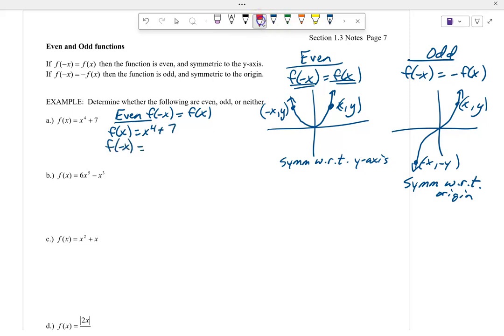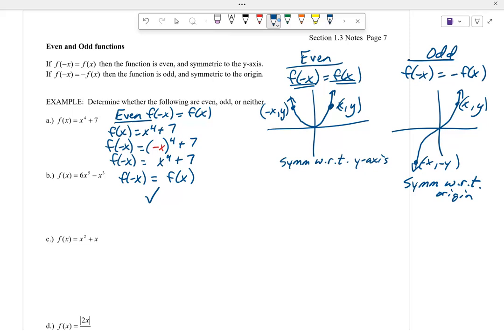So it's just like when we're testing for y-axis symmetry. The negative x goes in for x. Negative x to the fourth. Well, negative 1 to the fourth is positive 1, so x to the fourth, right? Is that what we started with? Yeah. So f of negative x is the actual original f of x, which was x to the fourth plus 7. So yes, that's an even function.